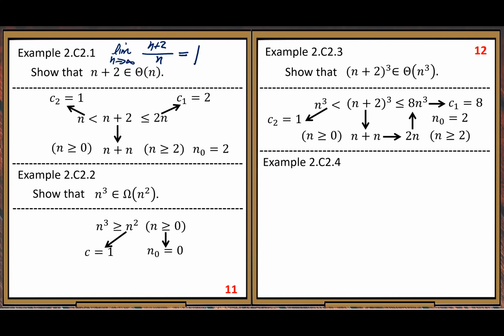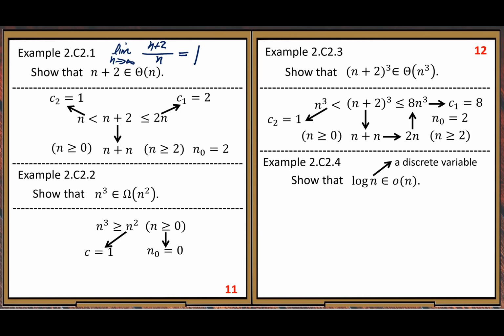The starting point. Example number 4. First, let's look at our question. Here, look at the log. Log of n belongs to little o of n. We know the meaning of little o. Take the ratio of two functions, then calculate the limit when n goes to infinity.